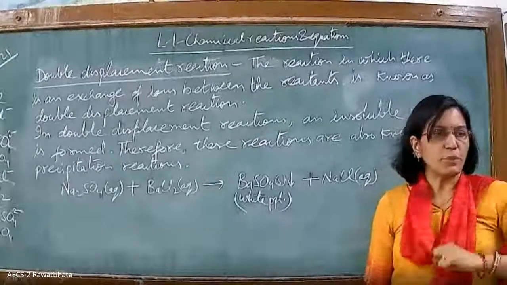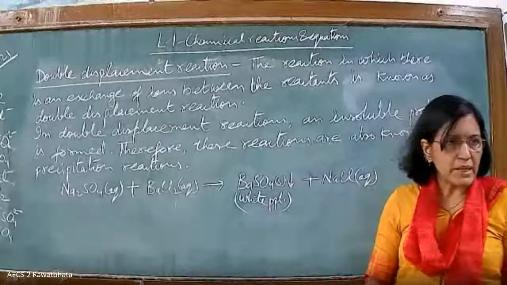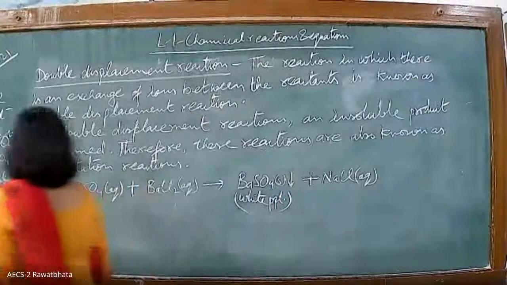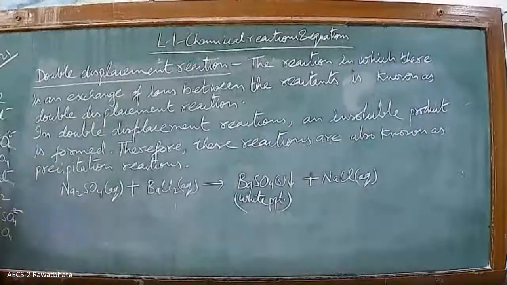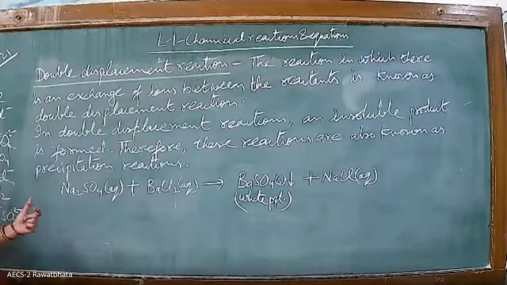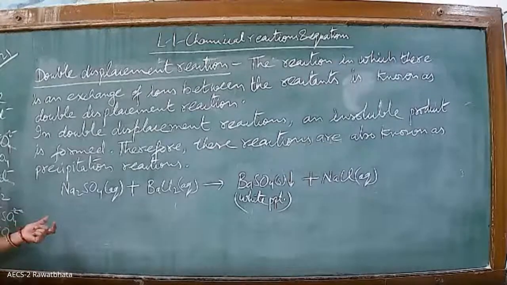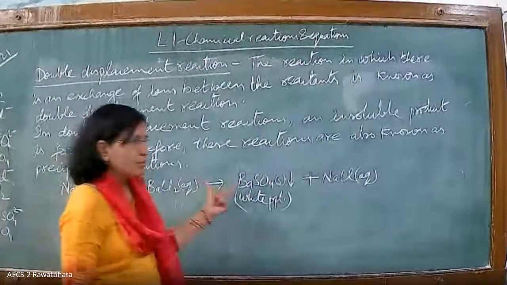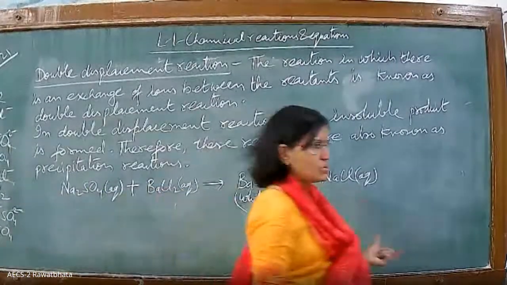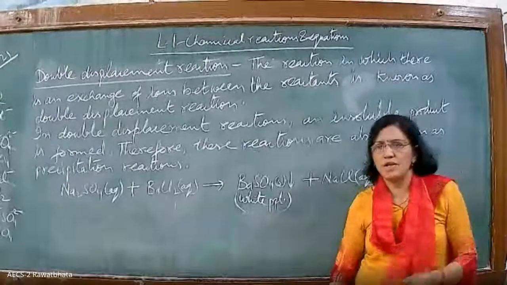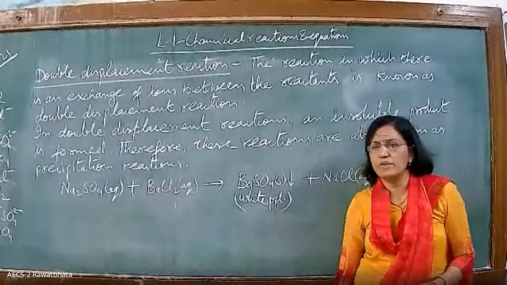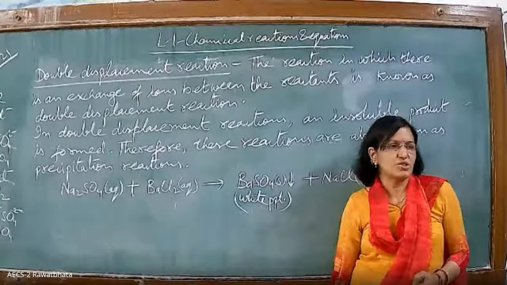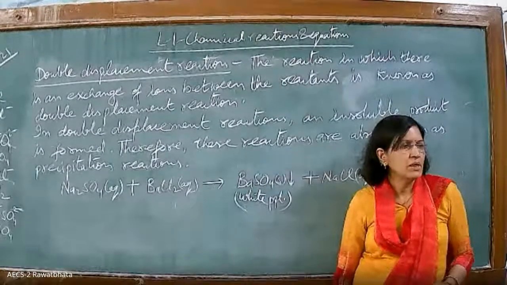We are supposed to keep writing side by side. The reactants' names also, of course, we know. Now, sodium sulfate, barium chloride, barium sulfate, and sodium chloride. So there is an exchange of ions, and in most of the cases, an insoluble product will be formed, and therefore we call such reactions precipitation reactions.